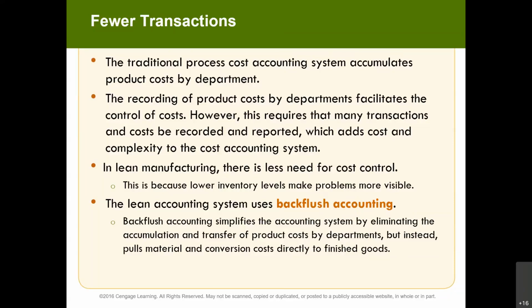In lean manufacturing, there is less need for cost control. Because of this, there are lower inventory levels, which make other problems more visible. It's a good thing. In lean accounting systems, we use what's called backflush accounting. Backflush accounting simplifies the accounting system by eliminating the accumulation and transfer of product costs by departments, and instead we pull materials and conversion costs directly into finished goods. It's basically a way of streamlining things, making things a lot simpler.